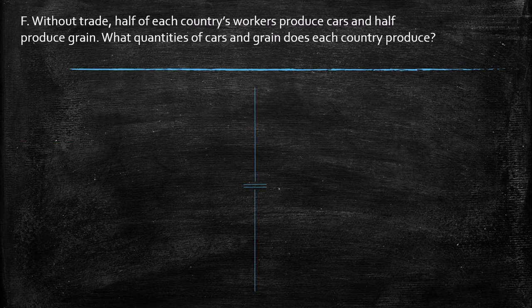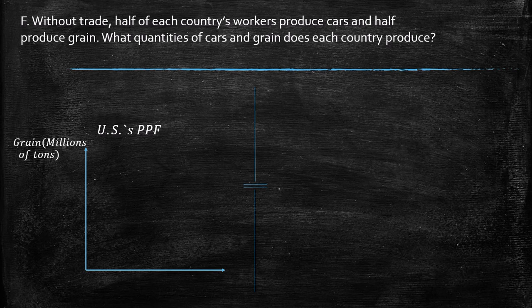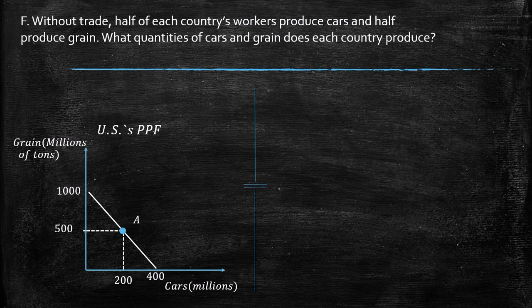Question: without trade, half of each country's workers produce cars and half produce grain. What quantities of cars and grain does each country produce? The first case is the United States production possibilities frontier. We have grain on the y-axis and cars on the x-axis. We have 400 and 1000, which we already developed, and if we devote half of the workers, 400 is divided to 200 and 1000 is divided to 500. This is the point where they produce and consume in the United States case.